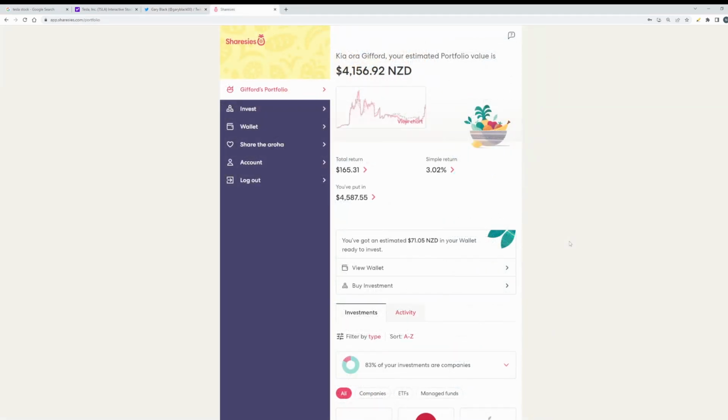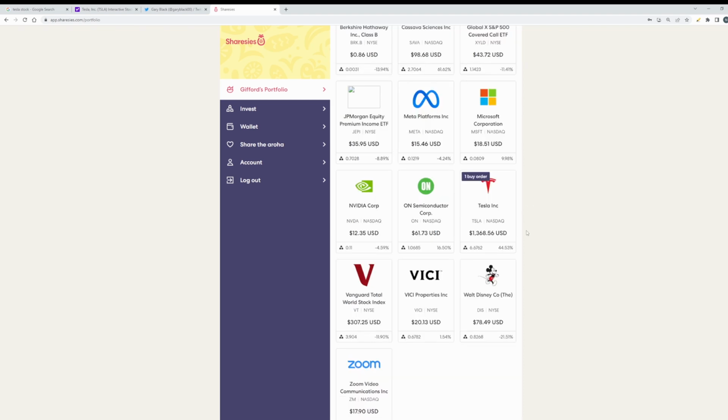So just a quick look at my Sharesies portfolio before I close everything out, and you can see here that it now has up to $4,156 as I have been putting money into it, although my simple returns gain on it is down to 3%. And here is my biggest position in this account, which is Tesla. I've got $1,368 in it with 6.67 shares, so I'm slowly accumulating those shares, and as it falls I have been buying.